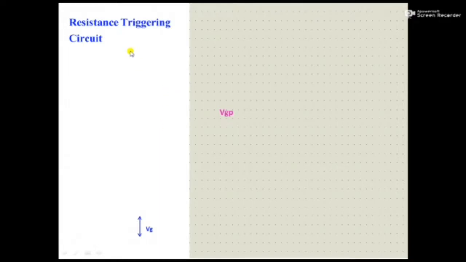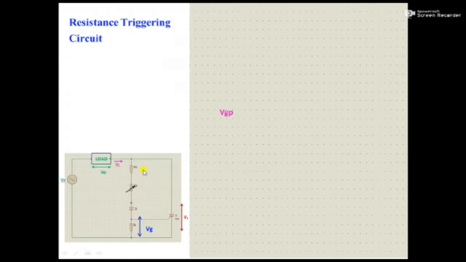Here, I have taken the same circuit, the same resistance triggering circuit. In this case, resistance R2 is varied in such a way that its value is large enough so that there is a little voltage drop across R, and therefore the peak value of Vg, that is Vgp, is less than Vgt. So in this case, the thyristor will not turn on. Let us see how that happens.